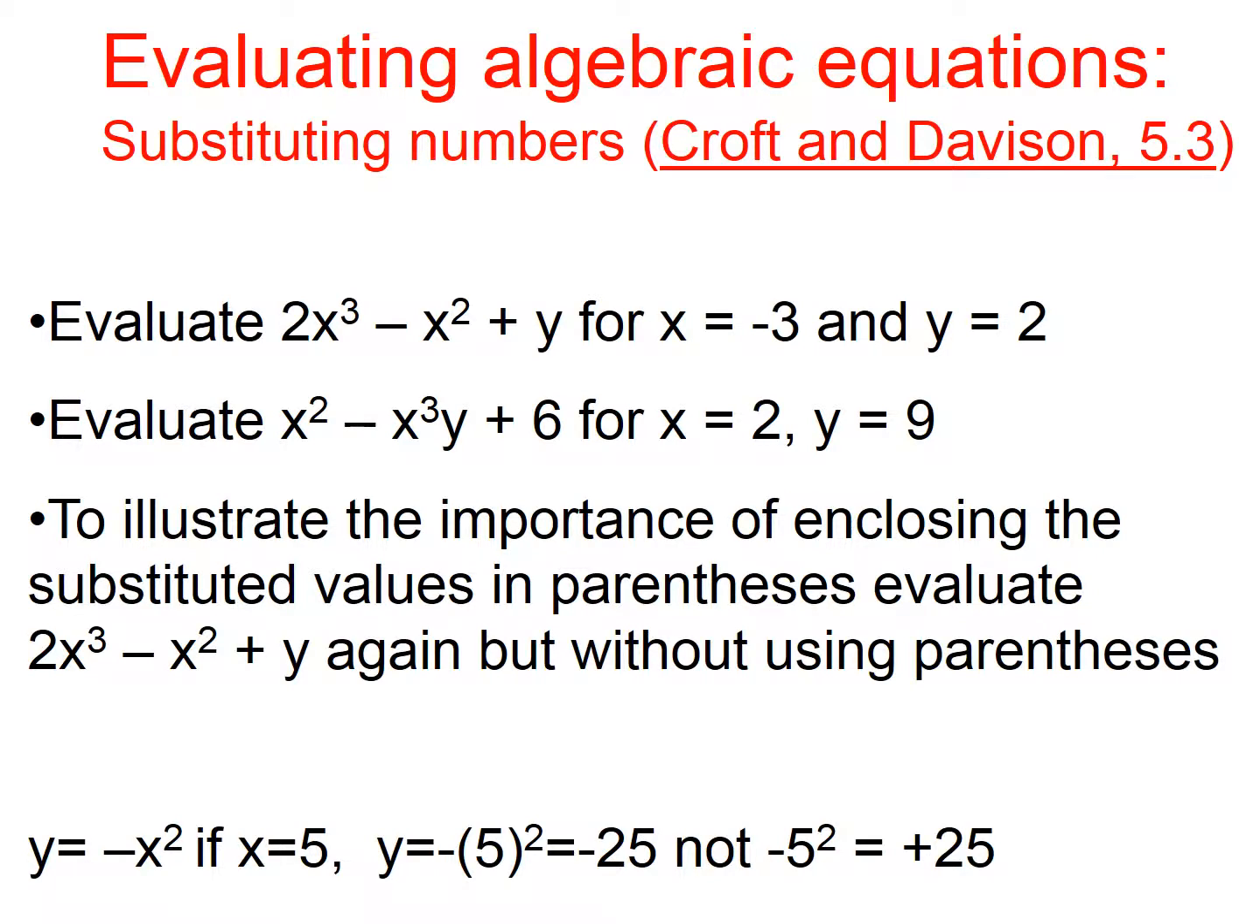Okay? So do it by putting brackets in: 2 times (minus 2) cubed minus (minus 2) squared plus 9. Put brackets in like that, equals something. And then do it without putting brackets: 2 times minus 2 cubed plus minus 2 squared plus 9.